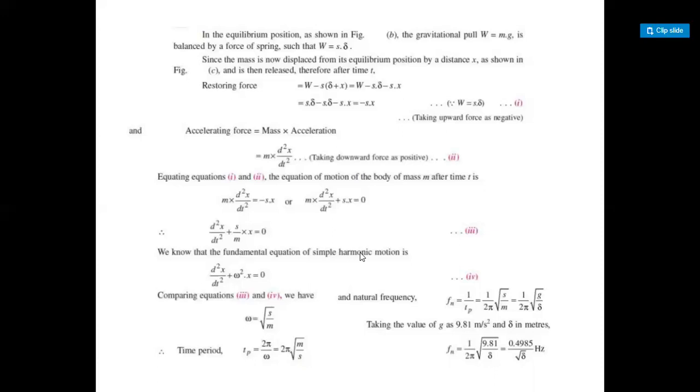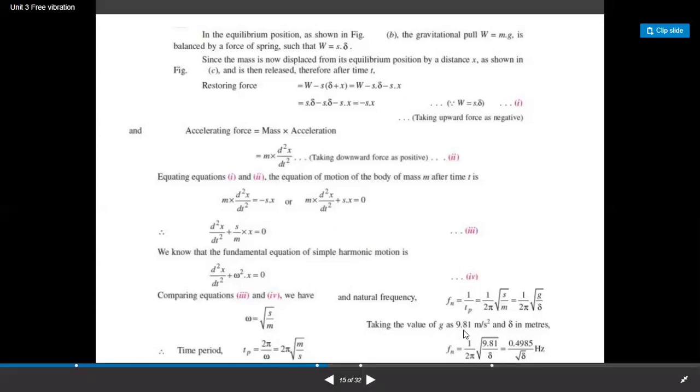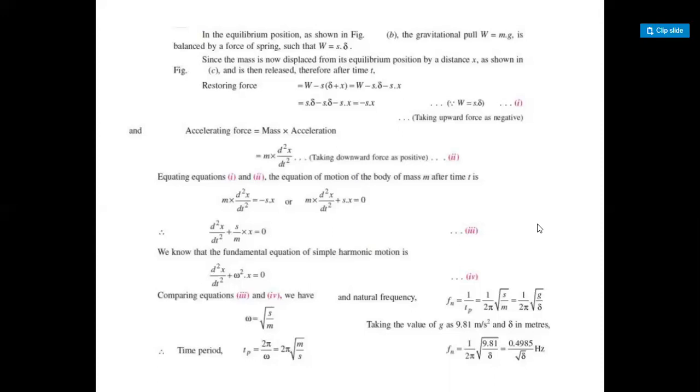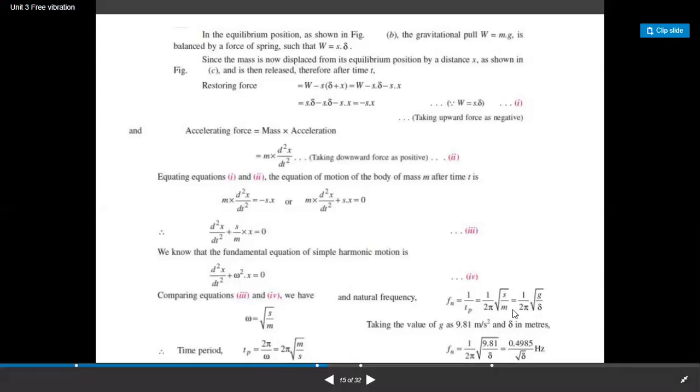Now the total value of delta, and taking the value of g as 9.81 meter per second square, the gravitational acceleration. We get the natural frequency Fn is equal to 0.4985 divided by under root delta. Right? This is the equilibrium method to solve the equation of motion to find the natural frequency, and we can get the final answer Fn is equal to 1 upon 2 pi under root 9.81 divided by delta.